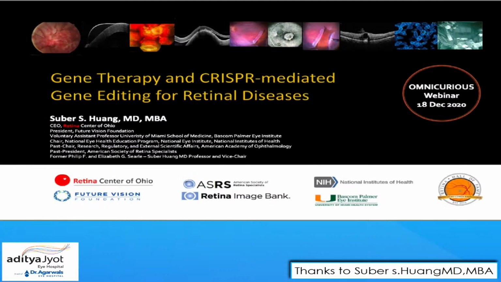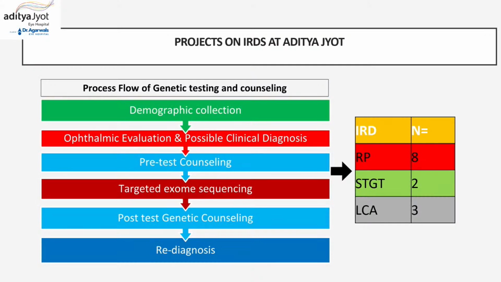So this is a slide I borrowed from Dr. Subur Huang. You can see the NIH there with the retina image bank from the American Society for Retina Specialists, and also Bascom Palmer and many others, where gene therapy and CRISPR-mediated gene editing for retinal diseases research is going on. And this is a project of inherited retinal degeneration at my hospital.